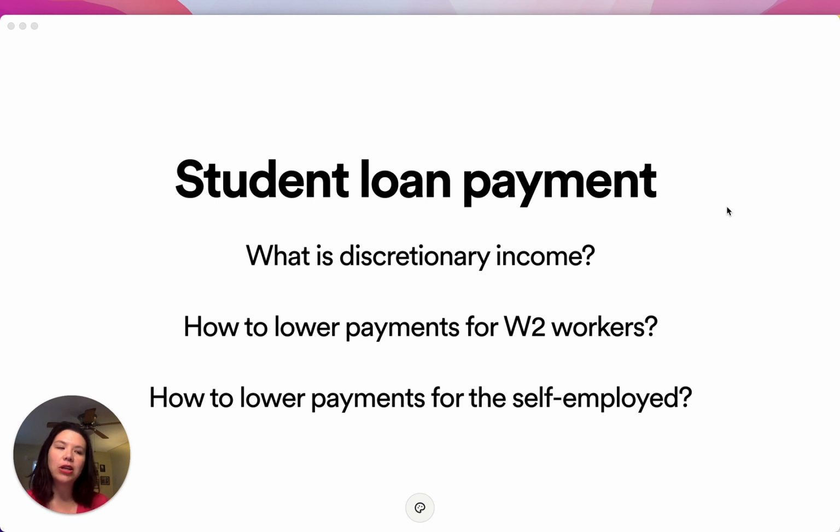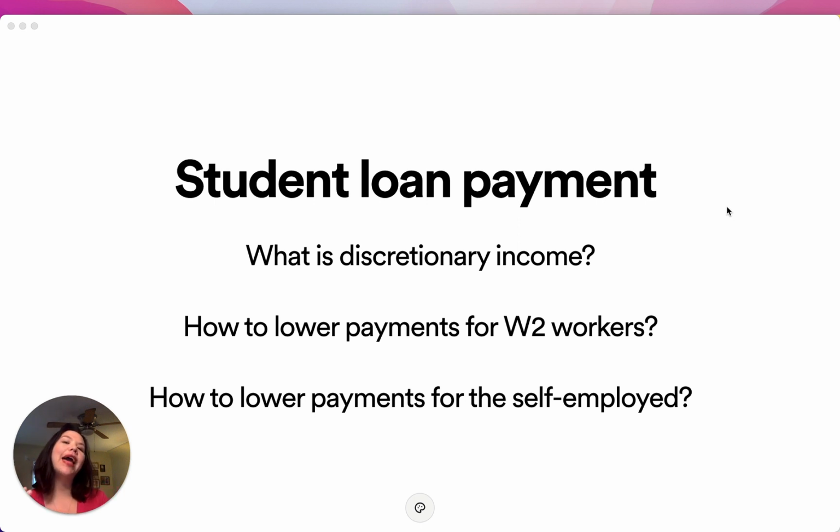So what is discretionary income? Discretionary income is income that the government has deemed that you are not going to use for basic living expenses. So they allot a specific amount of money for you to pay your basic needs, and what they determine as a basic need is based on the federal poverty line, okay?